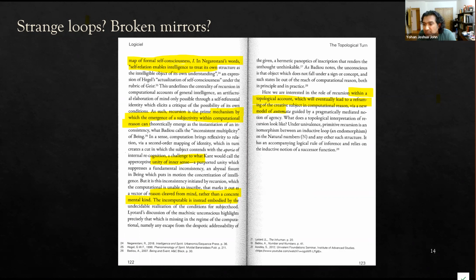Yeah, so I guess this is speculative, but not too wild. As such, recursion is the prime mechanism by which the emergence of a subjectivity within computational reason can theoretically emerge as the instantiation of an inconsistency, which I think again is sort of like this self-referential paradox idea.